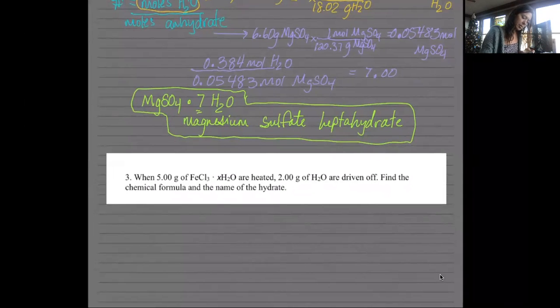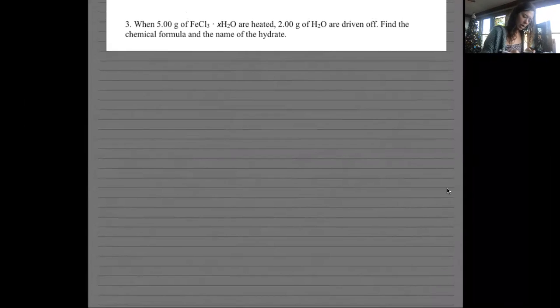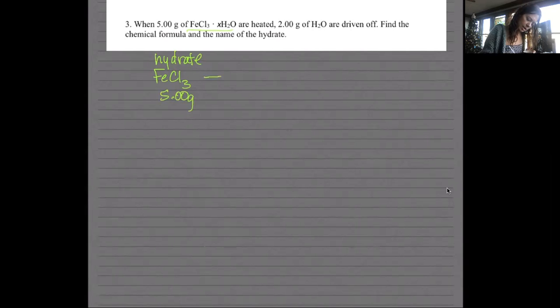Let's look at another one, and I'm going to tackle it a little bit more quickly and see if you could, right? Okay, so when 5 grams of iron 3 chloride hydrate, this is my hydrate, and I have 5.00 grams of it, is heated, I get 2.00 grams of water. It's telling me that are driven off. What's left over is the FeCl3 anhydrate, right? We took the water out.